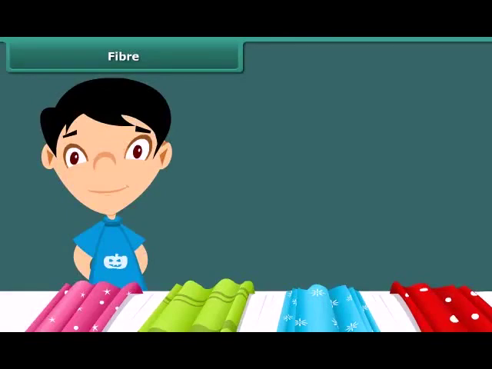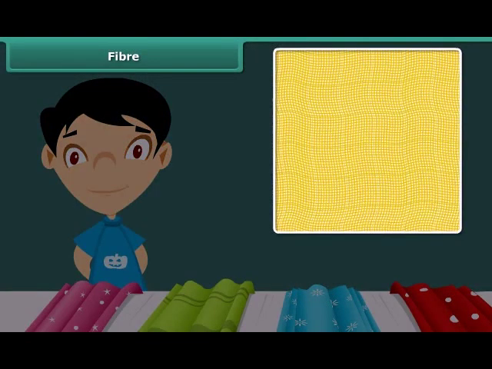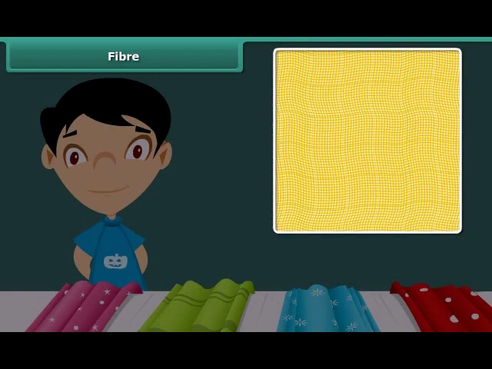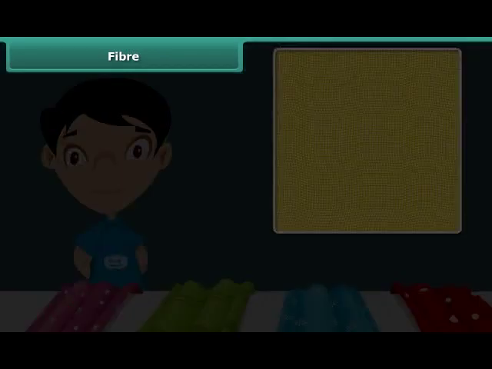Fiber. Have you ever had a closer look at a fabric? If yes, you must have seen many yarns in it. These thin yarns are made up of still thinner strands called fibers. To understand this, take a piece of fabric. Take out a yarn from it.